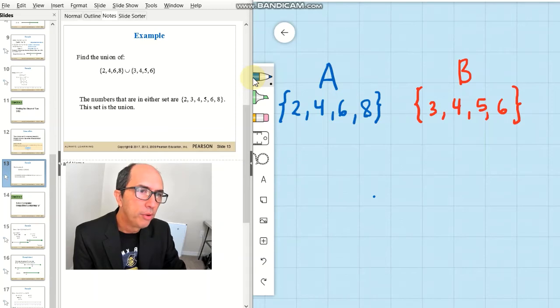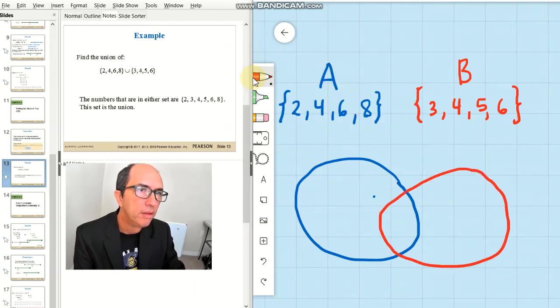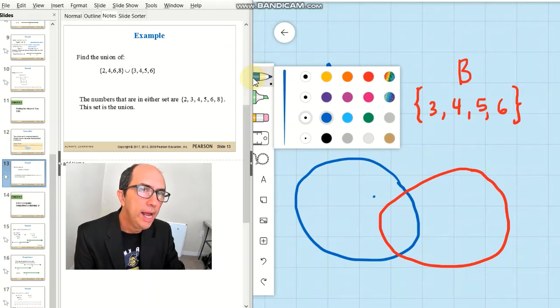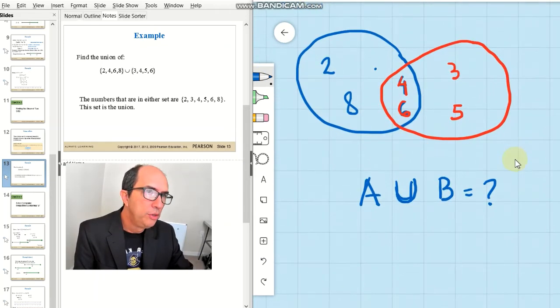Let's draw the diagram. We have here A, and we have here B. Inside A we have 2, 4, as you can find 4 in A and B, so 4 is here. 6, you can find 6 in A and B, and 8. And B is 3, 4, 5, and 6. So what's going to be A union B?